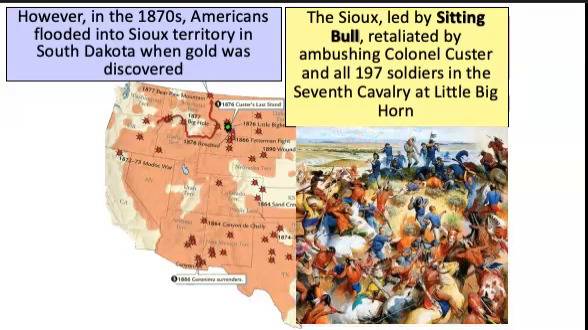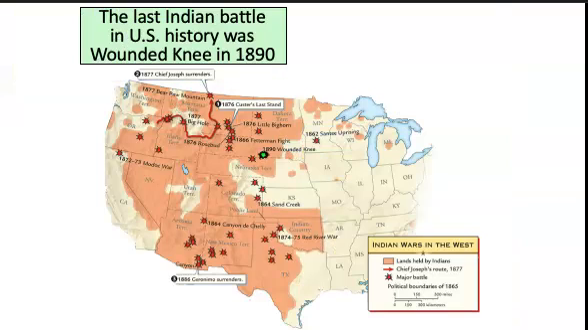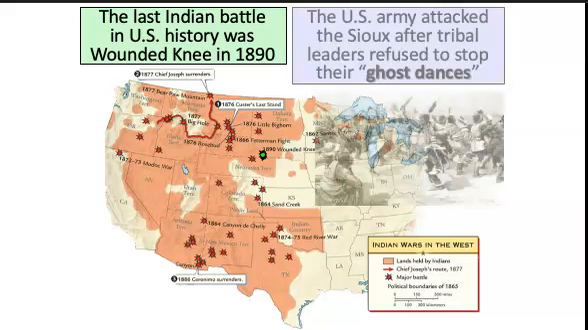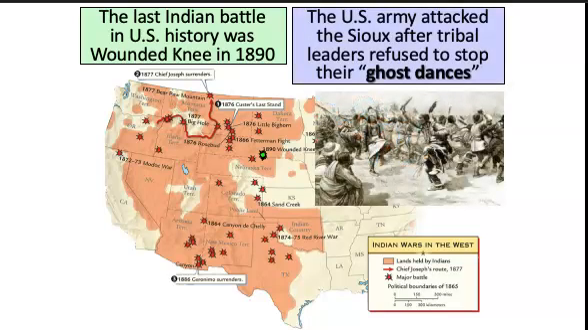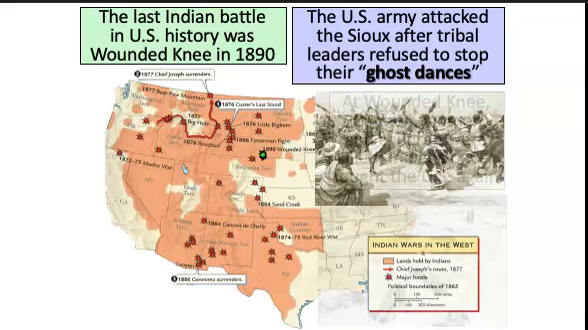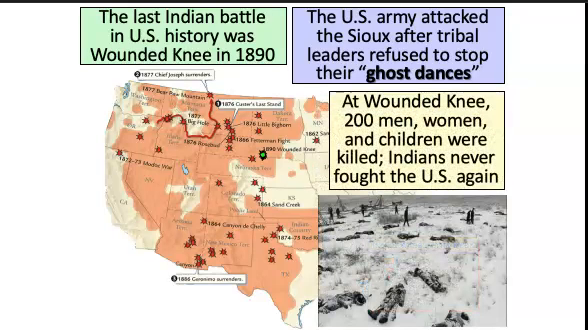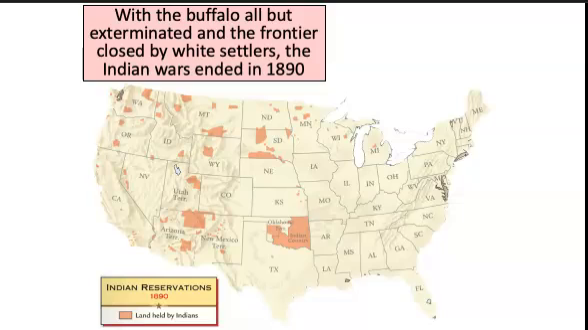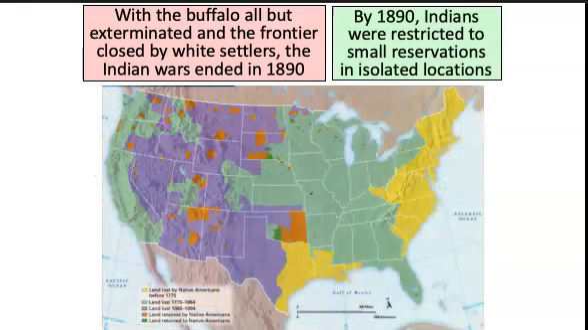However, this was just one victory in a series of defeats for Native Americans on the Western Plains. The last Indian battle in U.S. history was fought at Wounded Knee in 1890. The U.S. Army attacked the Sioux after tribal leaders had refused to stop what was known as the ghost dances. At Wounded Knee, 200 men, women, and children were killed, and Indians never fought the U.S. again in open battle. With the buffalo all but exterminated and the frontier closed by white settlers, the Indian Wars ended in 1890. And by 1890, Indians were restricted to small reservations in isolated locations.